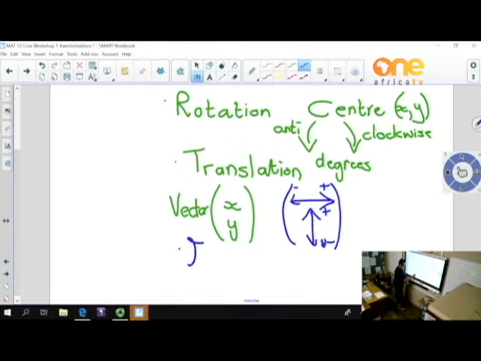And the last one is an enlargement. When we do an enlargement, we use a center and a scale factor. The center and the scale factor. So how many times have you enlarged it?